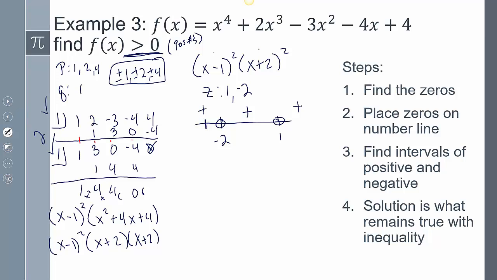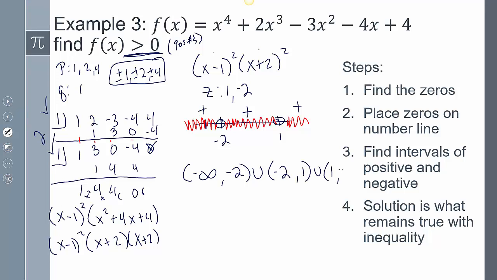And so that's going to be the regions here. So step 4, my solution is going to be those regions. That's going to be here, here, and here. And so now my answer is going to be from negative infinity to negative 2, union from negative 2 to 1, union from 1 to positive infinity.